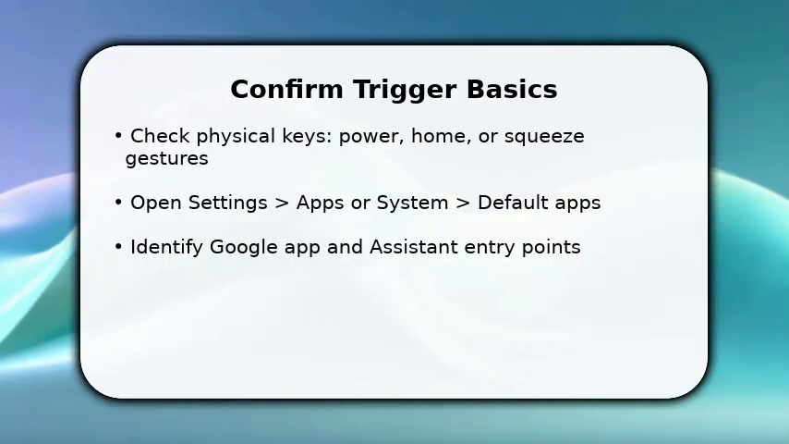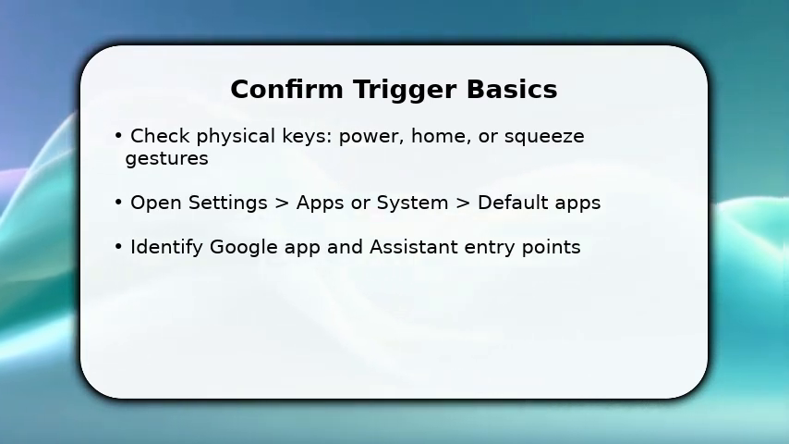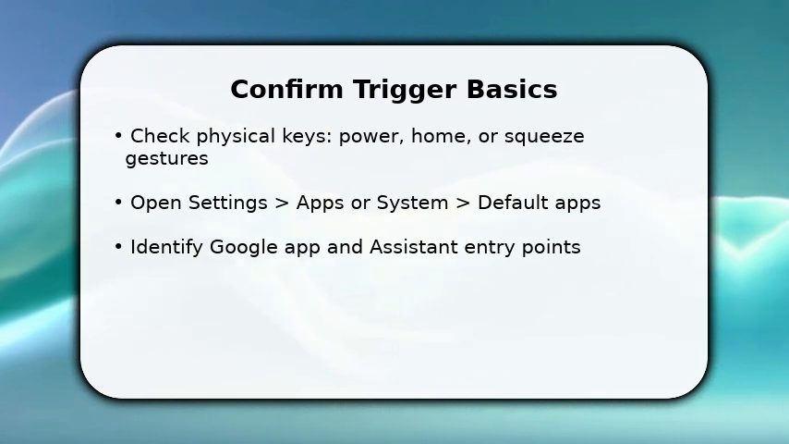You start by confirming what's actually triggering the assistant. Open Settings and go straight to Apps or System Default Apps. You need to find the Google App entry.